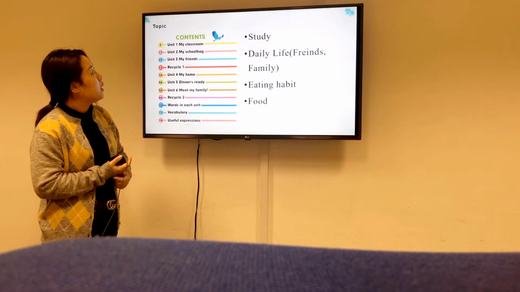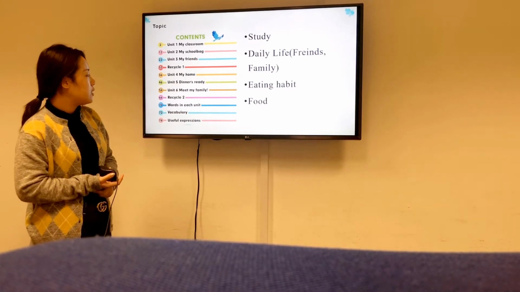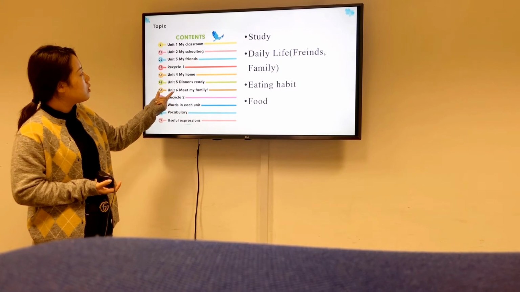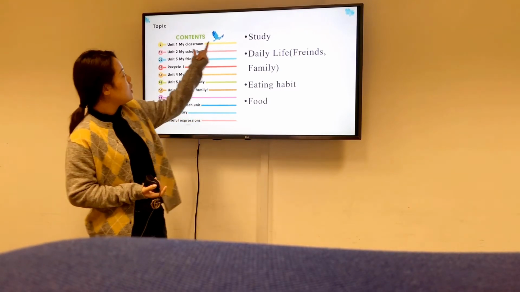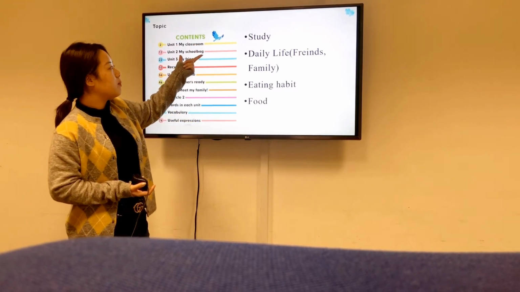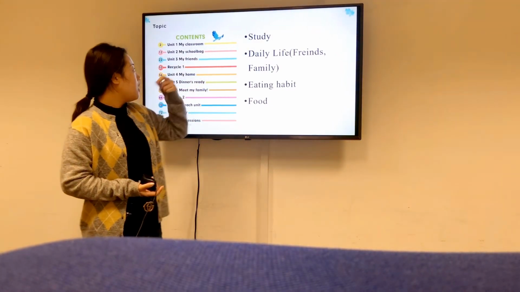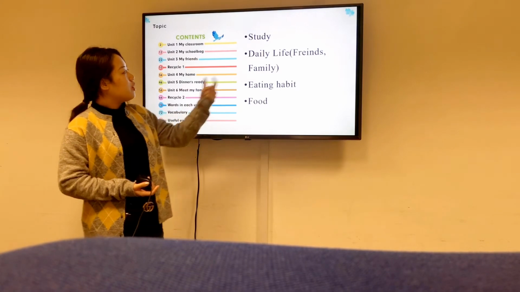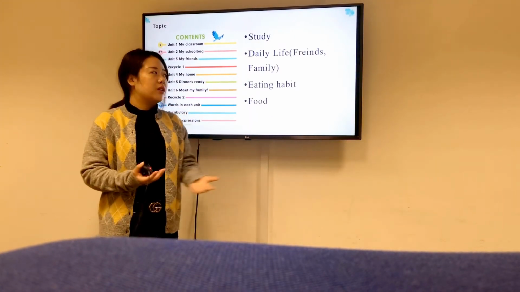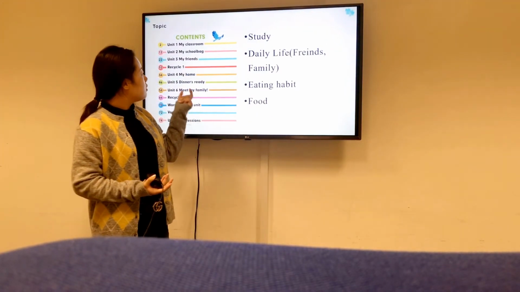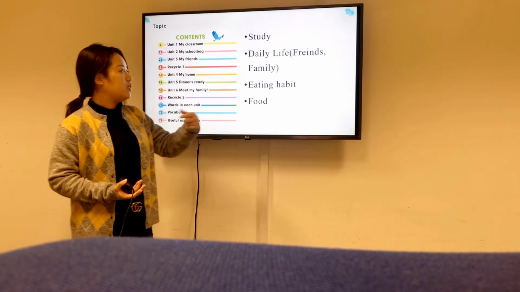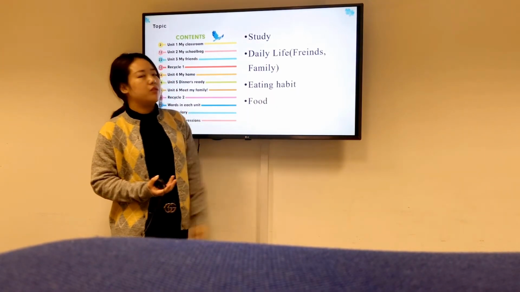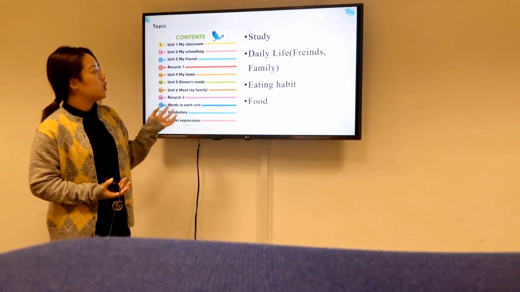And when we talk about the topical content, we can see the 6 contents are about study. Yes, my classroom and my school bag are all about study. And my friends, my home, meet my family, they're about daily life, friends and family. And then dinner's ready, and that is the eating habit and the food.